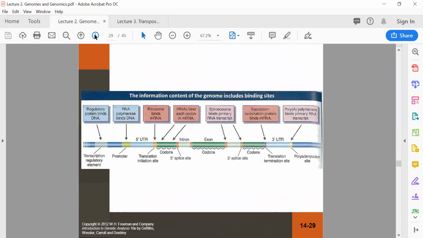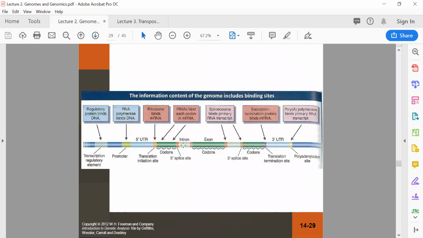All right, here we can see an illustration of the information content of a little part of the genome. So what can we see here? What sort of information do we need to know about a genome? And this is just one gene represented here. Here it is, one single gene, and you can see that really to understand the genome, you have to know where the introns are, where the exons are, what are the codons within the exons.